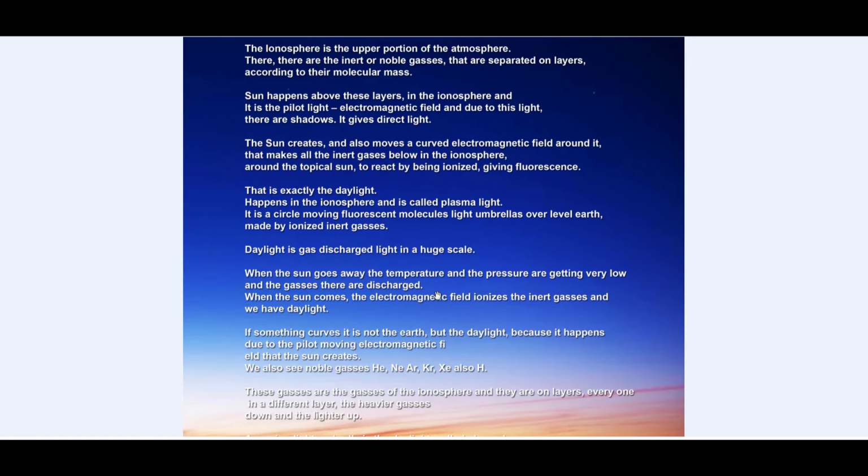When the sun goes away, the sun moves in analemma, it goes away from us, the temperature and the pressure are getting very low, and the gases are discharged. When the sun comes, it approaches where you live, the electromagnetic field ionizes the inert gases, the noble gases, and we have daylight because the gases get ionized, they get charged, and we have daylight.